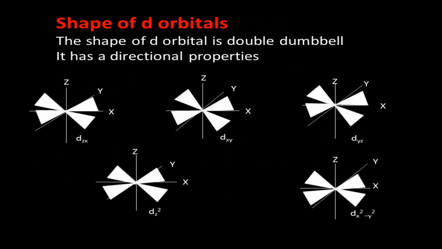Shapes of d orbitals. The shape of the d orbital is double dumbbell, and it has directional properties as well. As you can see, it's a double dumbbell. The names of the orbitals are: dxz, for the second one we have dxy, third one dyz, fourth one dz squared, and the last orbital is dx squared minus y squared. So these are the 5 orbitals for the d subshell.